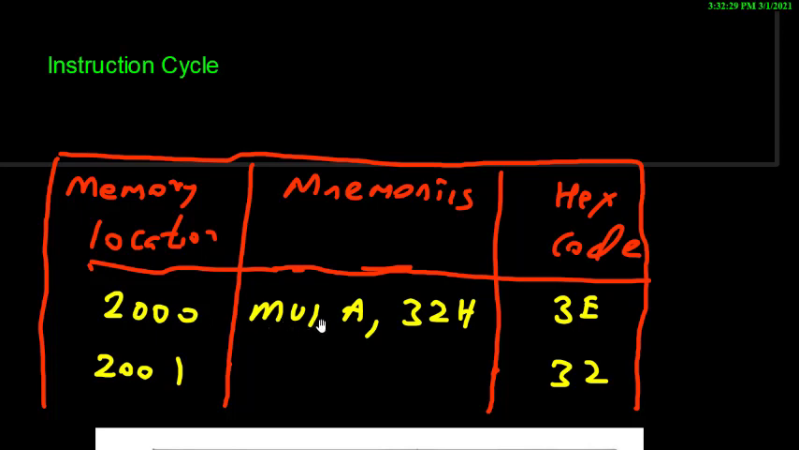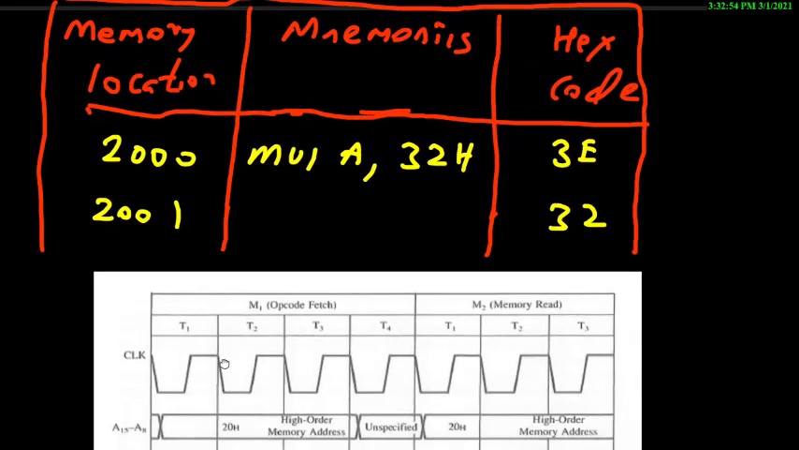So at 2000 we have MVI, the opcode of MVI A is 3E, and then 32. Because MVI A is a 2-byte instruction, we need two memory locations. The first memory location stores the opcode for MVI A, and the second one is the data that we stored. So how this task is executed, let us see here.